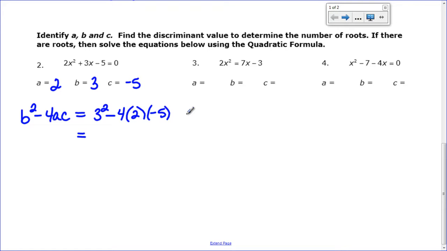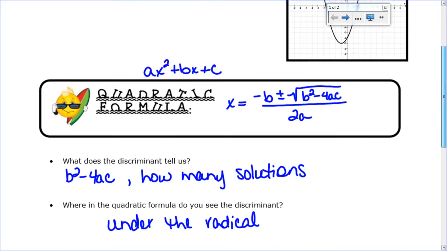And I get that this is equal to 49. Well, since my discriminant came out to be a positive number, since b squared minus 4ac is a positive number, then what that tells me is that I'm going to have 2 solutions. So if the discriminant is positive, I will have 2 solutions. And I'm going to write that up here.